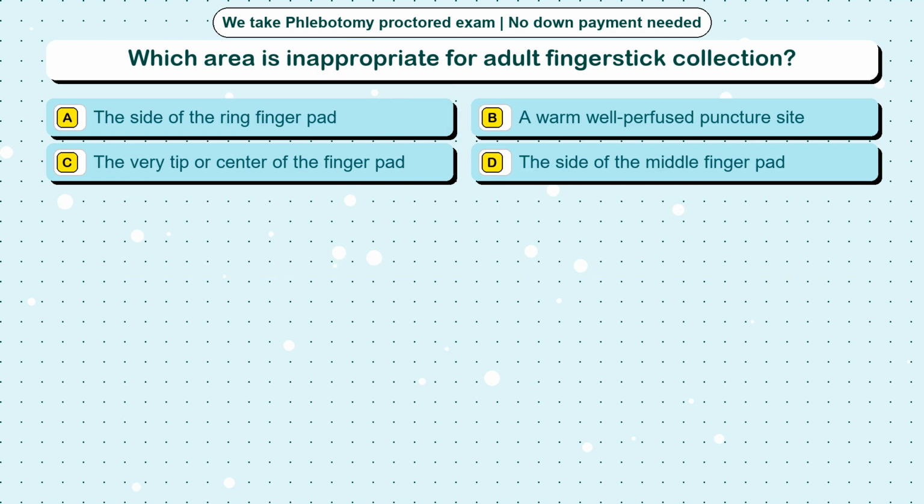Question 80. Which area is inappropriate for adult fingerstick collection? Option A, the side of the ring finger pad. Option B, a warm well-perfused puncture site. Option C, the very tip or center of the finger pad. Option D, the side of the middle finger pad.